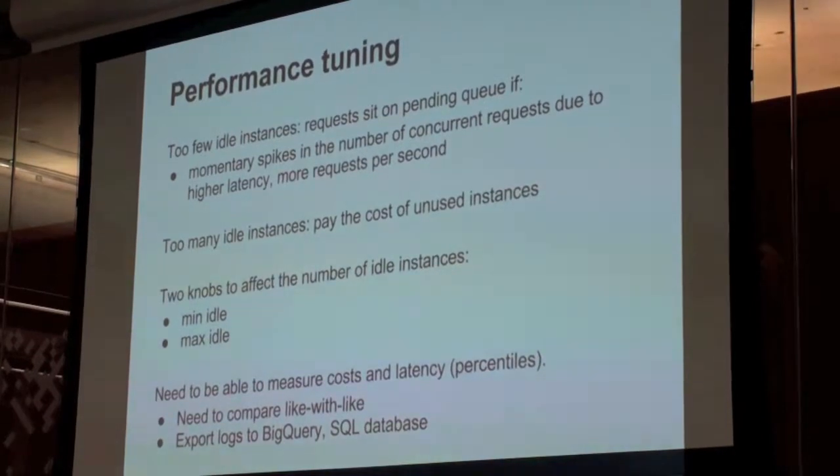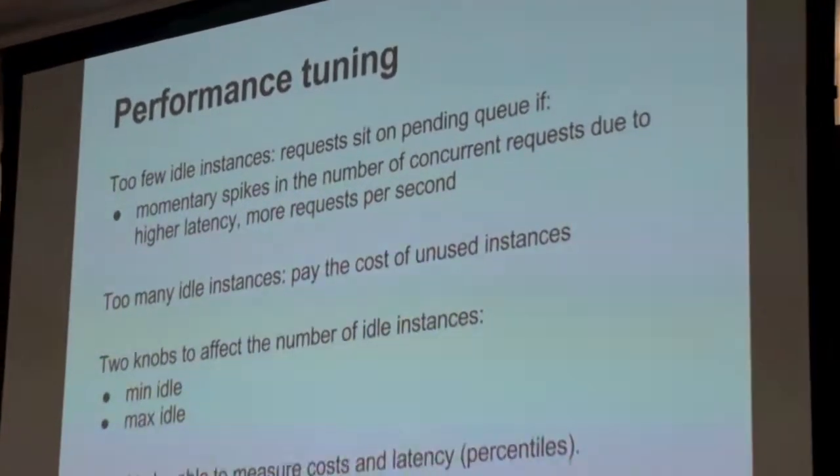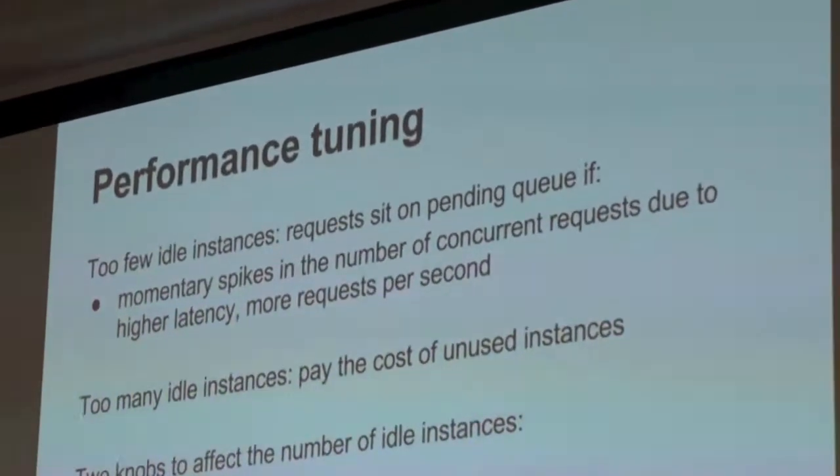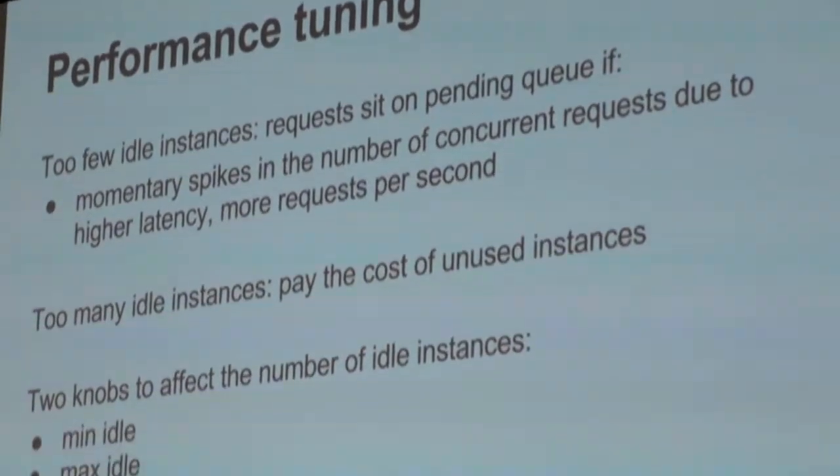Performance tuning. Here's another area that you have to be aware of for App Engine. You need to have some idle instances so that if you get a spike in requests, let's say you get some publicity and lots of people come to your site, you have a higher number of requests per second. If you have too few idle instances, then requests will sit and wait on a pending queue. And if you have too many idle instances, then you have to pay the cost of the computing time. So you want to get that right.